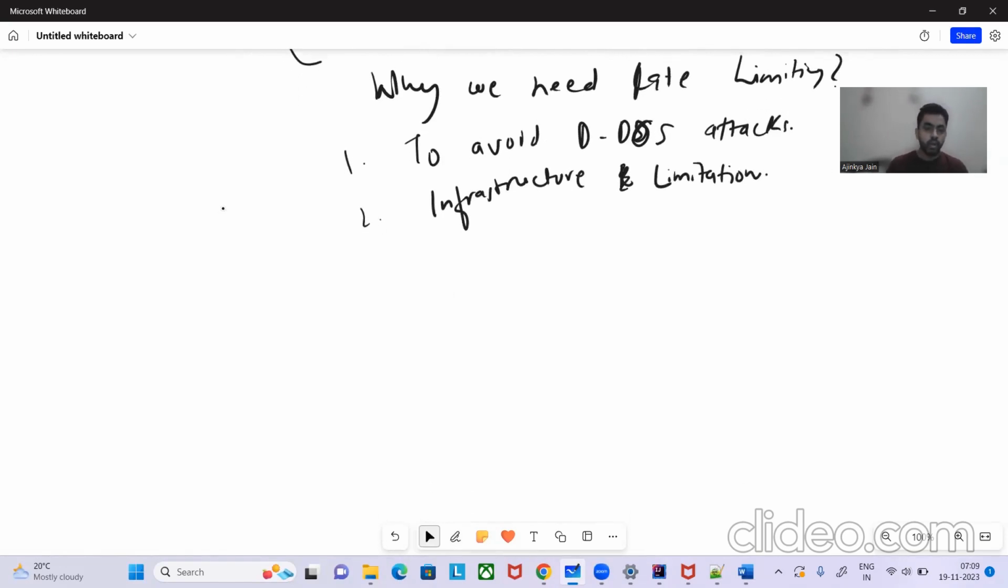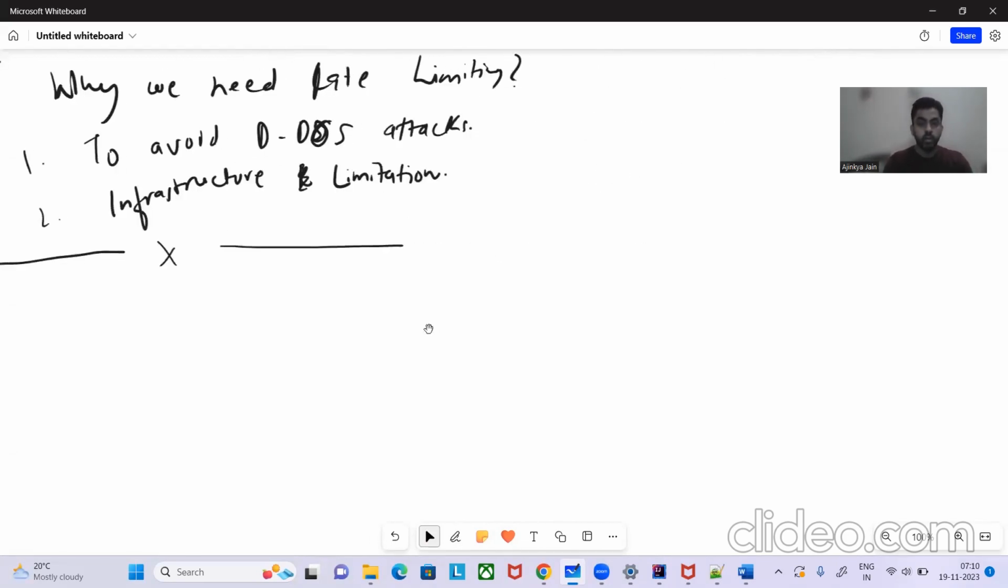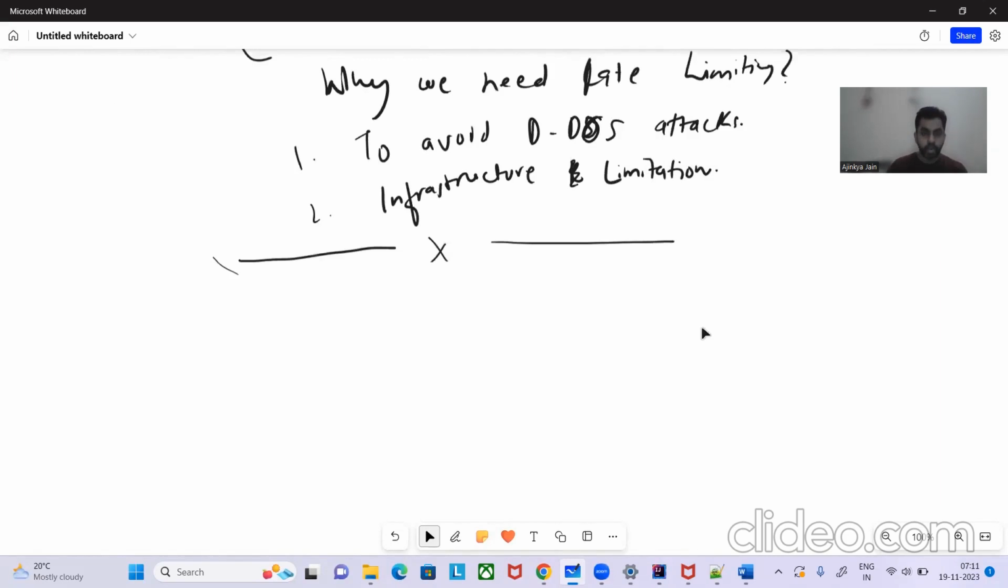Now once we know what rate limiting is, what we want to design, the next step is to understand the functional and non-functional requirements. We need to understand from the interviewer what the functional requirements can be. After understanding what rate limiting is, the main functional requirement is to limit the number of requests.